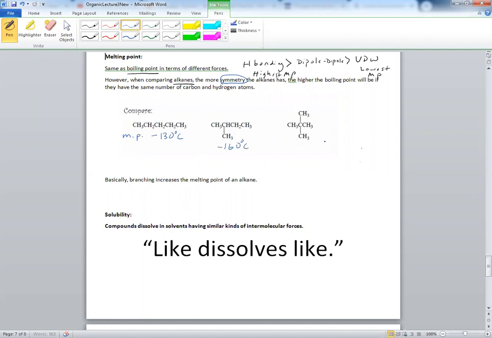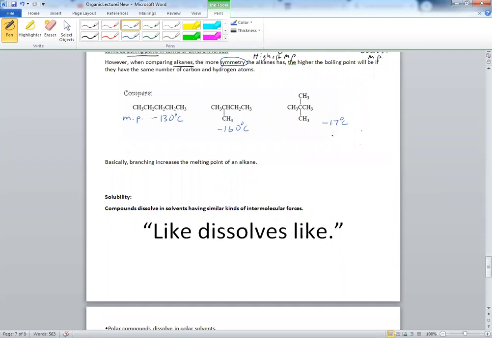But this one, the last one, the one with the branching, is negative 17. Look how high this is. Incredibly high compared to, let's say, the first one or the second one. And the reason why is because it has more symmetry. So in this case, this is more symmetrical, which results in a higher melting point.